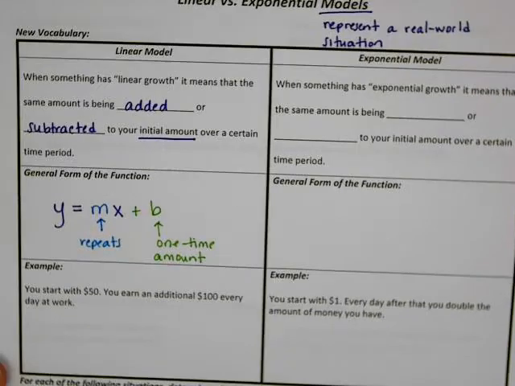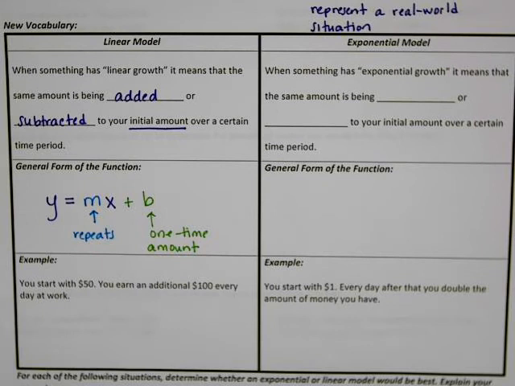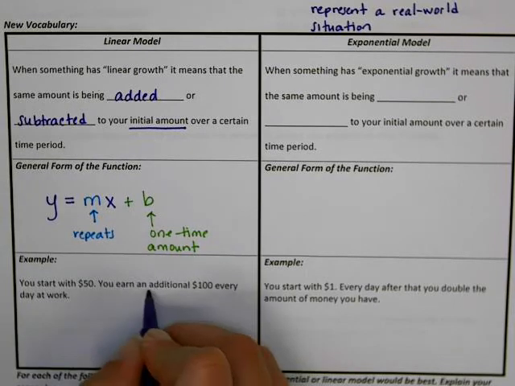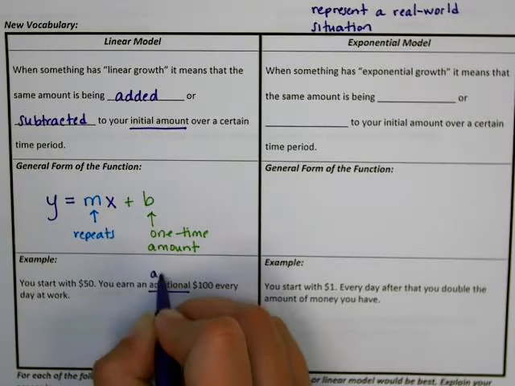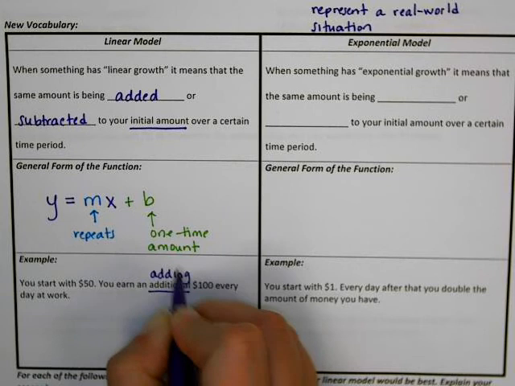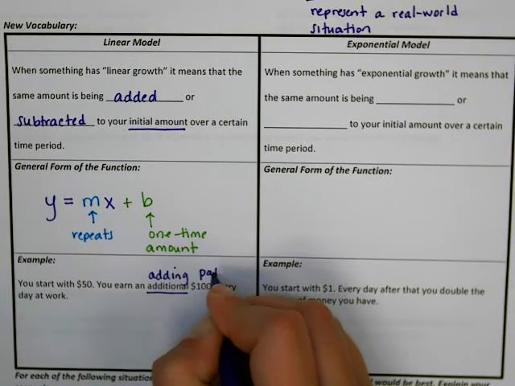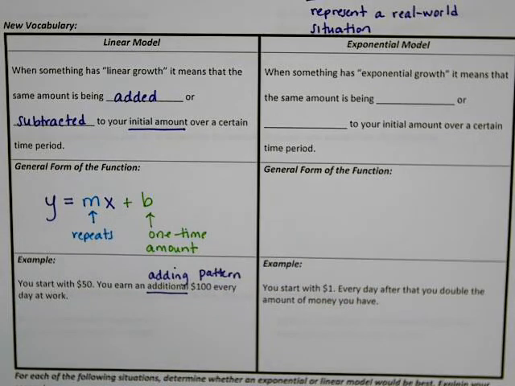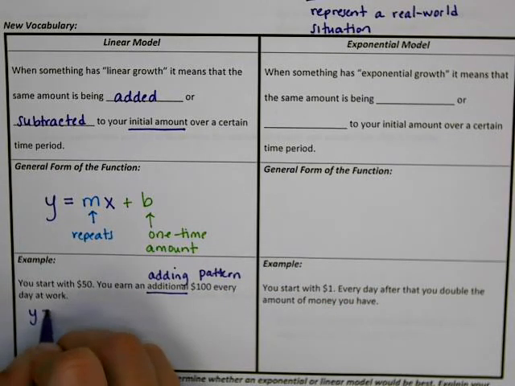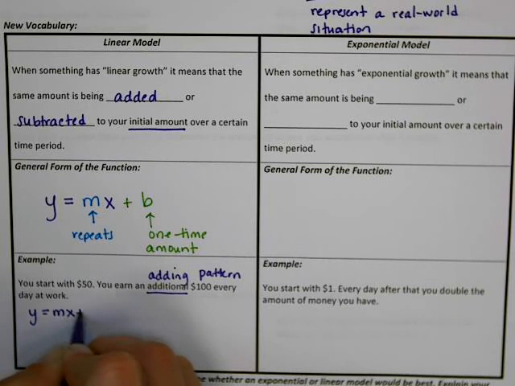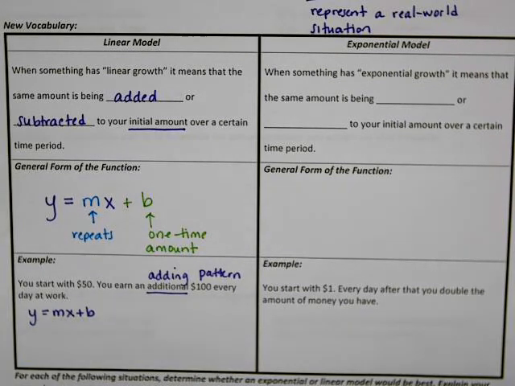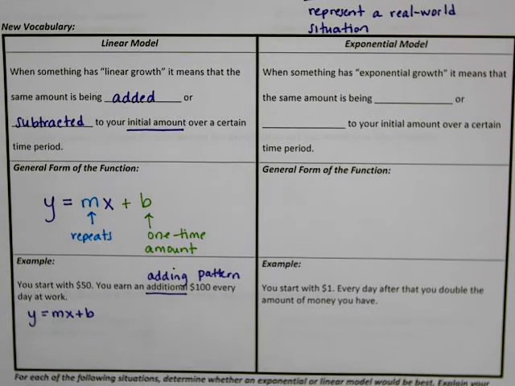An example of linear growth would be you start with $50 and you earn an additional $100 every day at work. The reason we would call this linear is because you are adding the same amount every time. So we would say that this is an adding pattern, and therefore it would be linear growth.